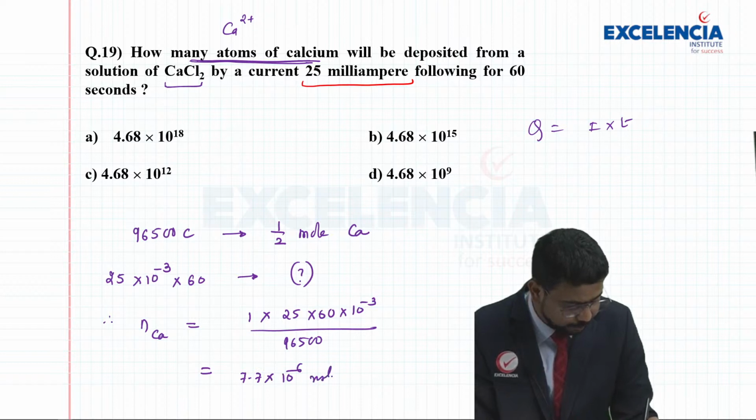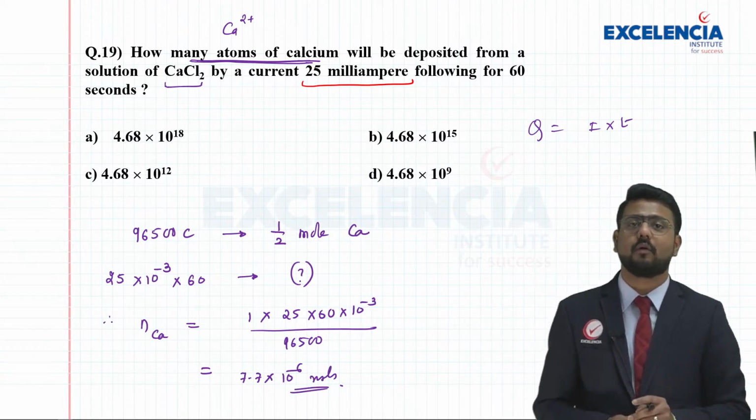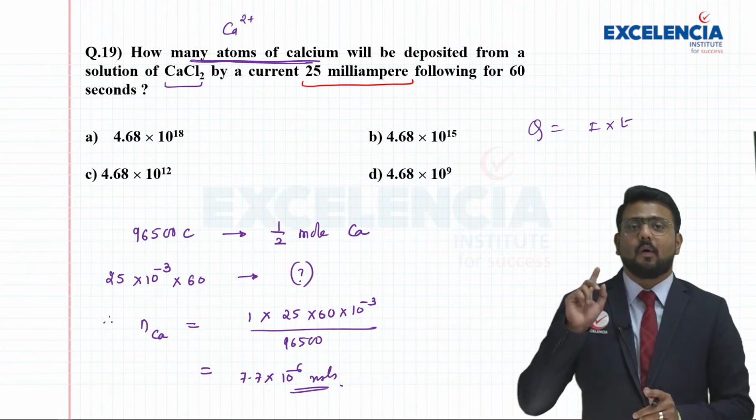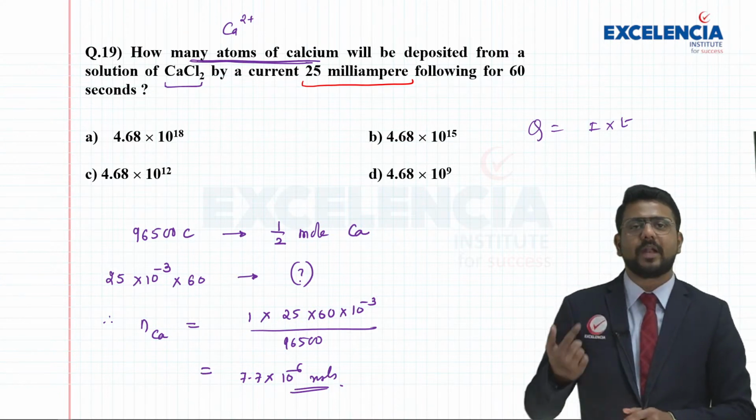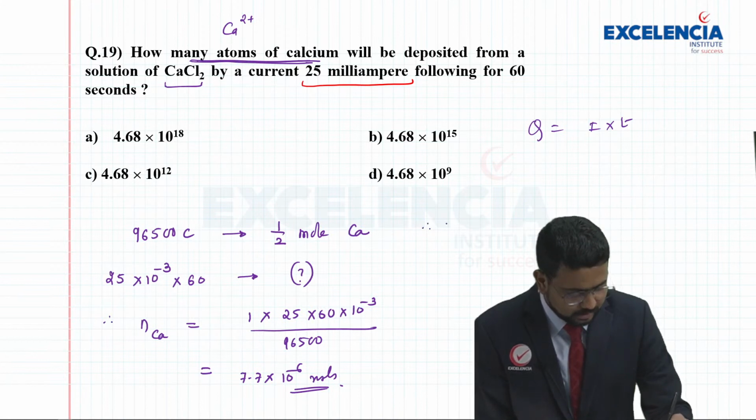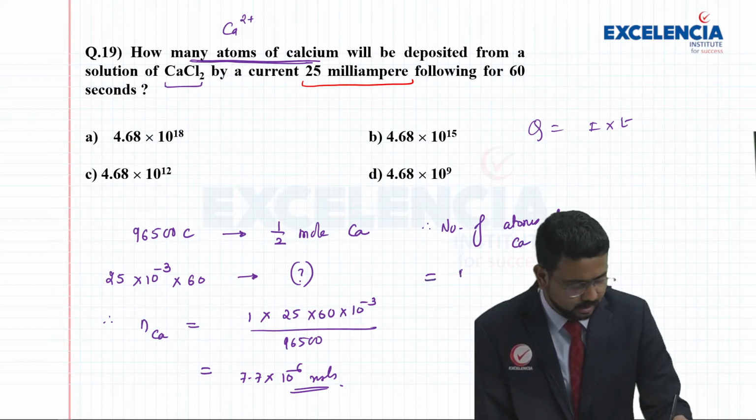Now these are the moles of calcium which are produced. Okay. Now these moles, obviously we need to multiply it by the Avogadro's number so that we will get the number of atoms. So right, if I consider number of atoms of calcium which is produced will be number of moles times 6.02 into 10 to the power 23, right?